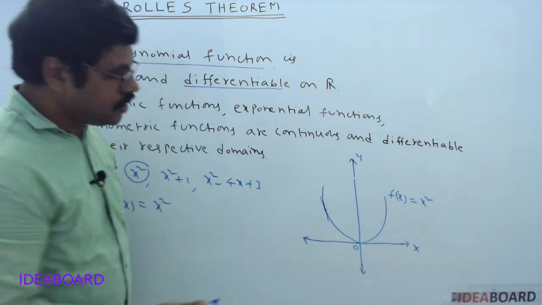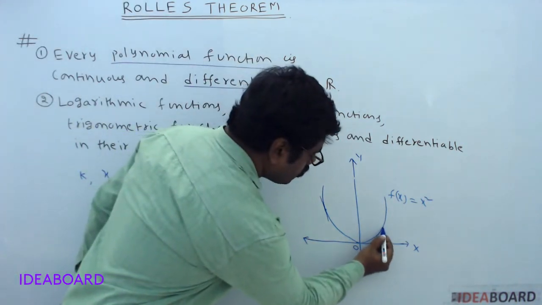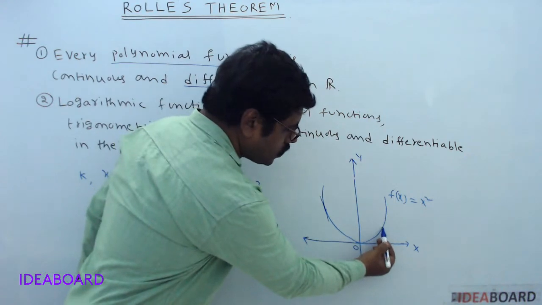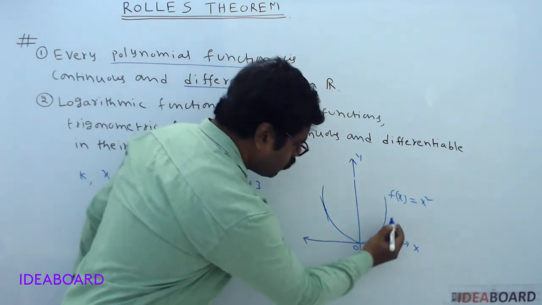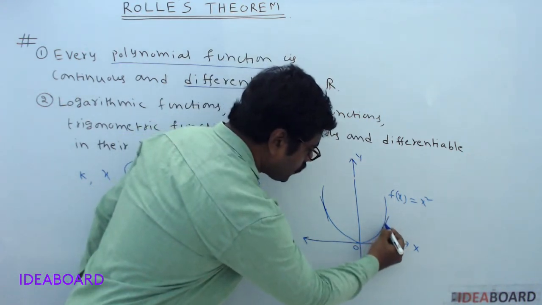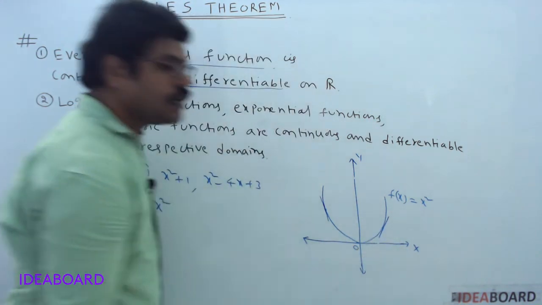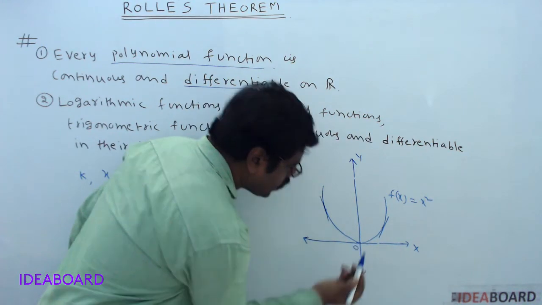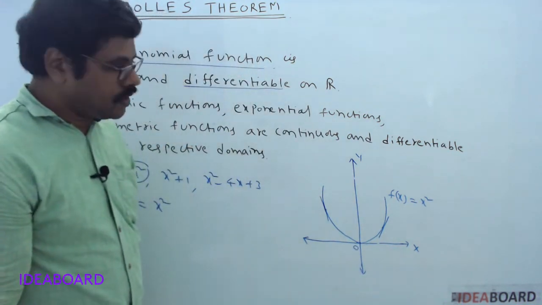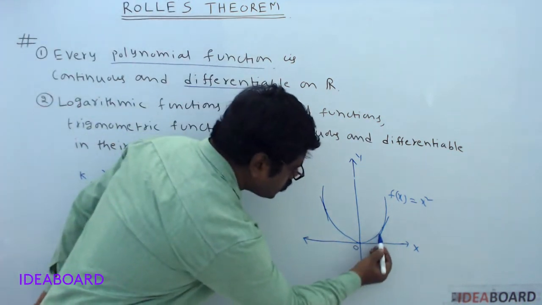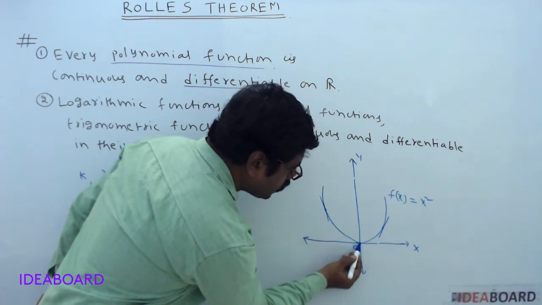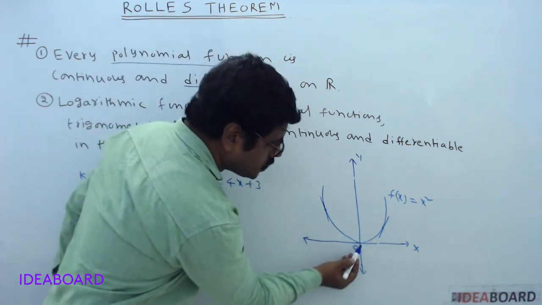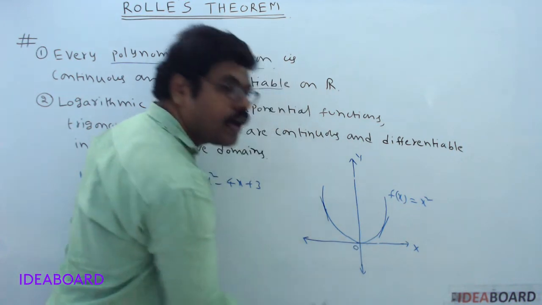Now take one more point. Suppose this is a point on the graph. Now again, how many tangents can you draw at this point? Only one tangent. Now this is the tangent line. Similarly, this is a point on the curve y equals x square. Here, this is a smooth curve at the origin, and the x-axis is the tangent line at the origin.